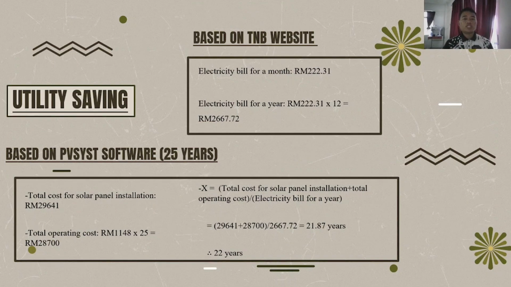Next, for utility saving. Based on the website, we can know the electricity bill for a month and for a year. Based on the software, we can get the total cost for solar panel installation and the total operating cost. We put that into the calculations, and we get 22 years. 22 years is how long Pendekar Mustas must wait to get back their initial capital.